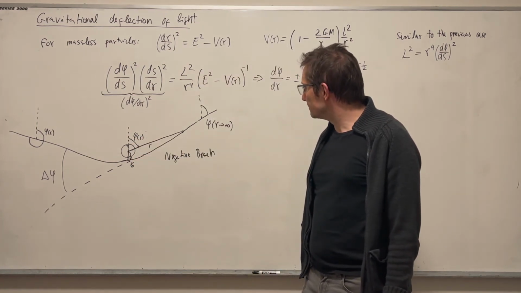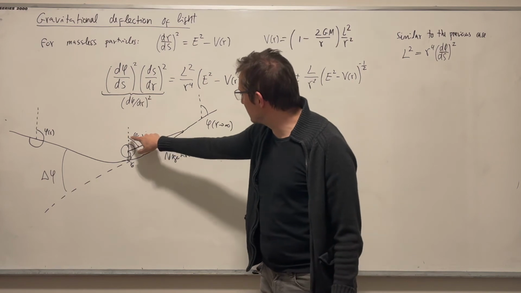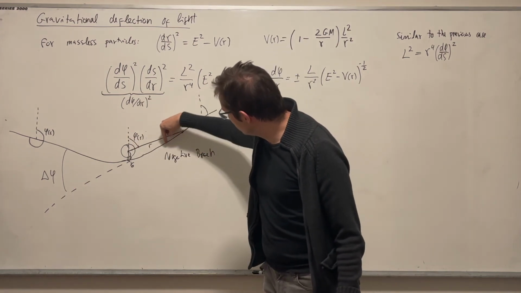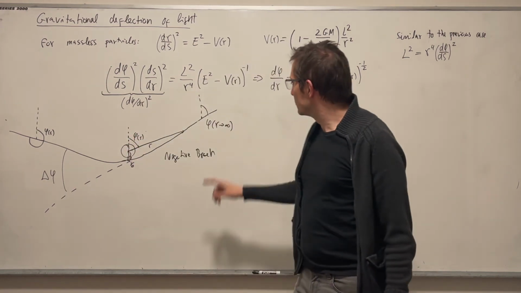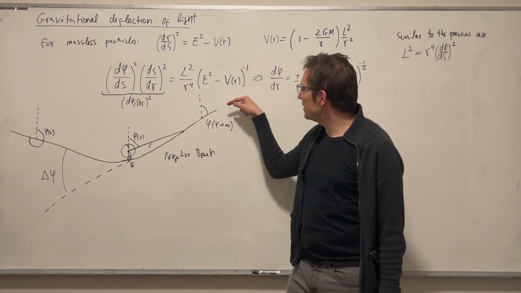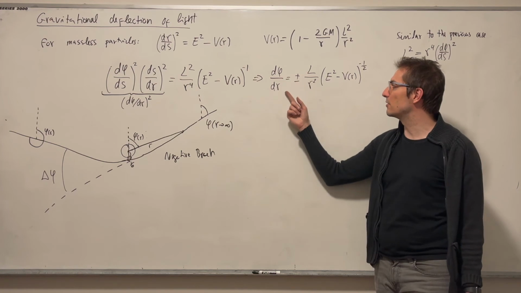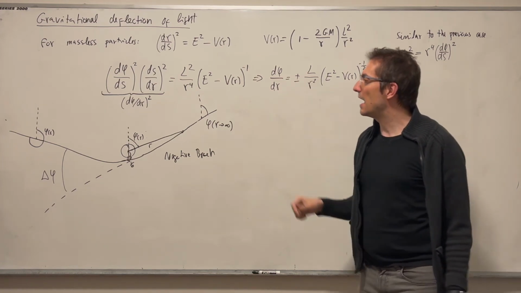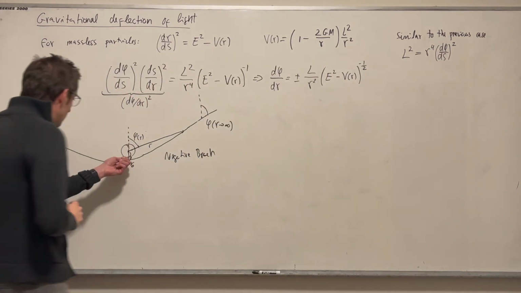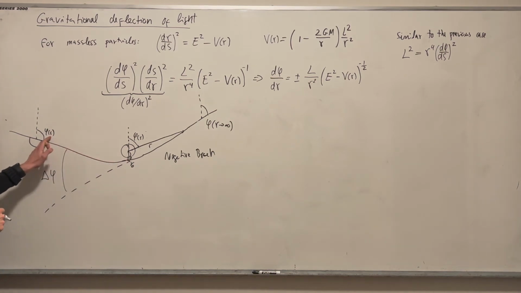So the angle is actually increasing. This is the instantaneous angle at this point, and it goes all the way to pi over here. So you can tell that as I decrease r, the angle increases. This is the negative branch. The derivative of phi with respect to r is negative. And in this branch, now, as I increase r, phi is increasing.